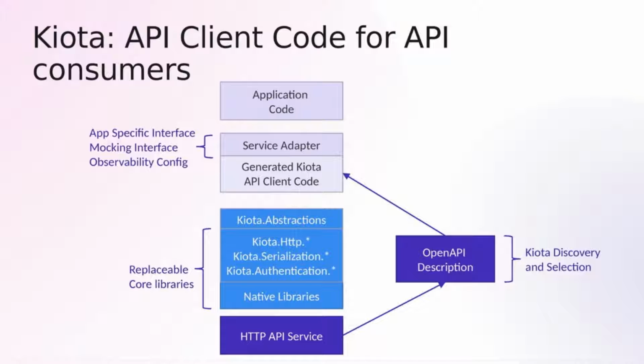That generated code calls into a set of abstractions, which out of the box leverages our built-in core libraries for native calling of HTTP libraries, serialization, authentication. But you can completely replace those. If you want to use different libraries, if you want to add additional serialization for additional media types, you absolutely can do that. And so this is all fully replaceable, and it supports easily calling many APIs from within your application in a simple, clean way.